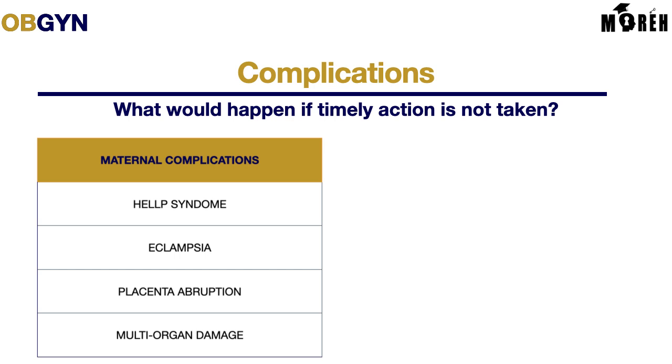Okay, if timely action is not taken, it can lead to seizures. That means once the patient had severe preeclampsia, we never gave magnesium sulfate. We didn't try to prevent these seizures. Then it can also lead to a placental abruption because of, again, the narrowing of maternal blood vessels. So the placenta can detach before time, which is an emergency. And then there's also multi-organ damage. The liver, the kidneys, the brain.